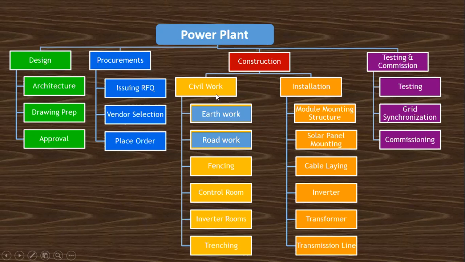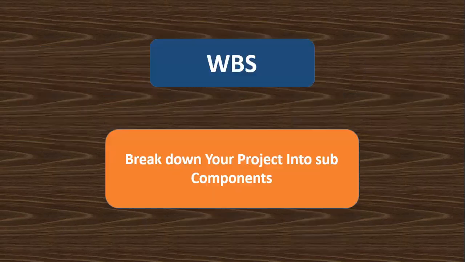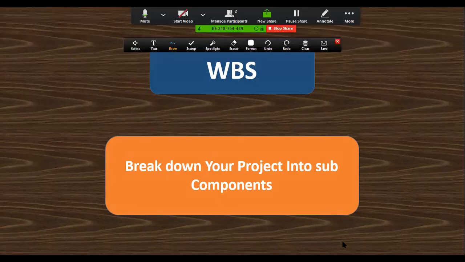Civil works is subdivided into earthwork, road work, and fencing. Don't worry, I will go into the detail of each and everything. I'm just, at this moment, giving you an idea of how the project will go on. So this is called WBS. What is WBS? Again, I will get back to the whiteboard and explain this thing.